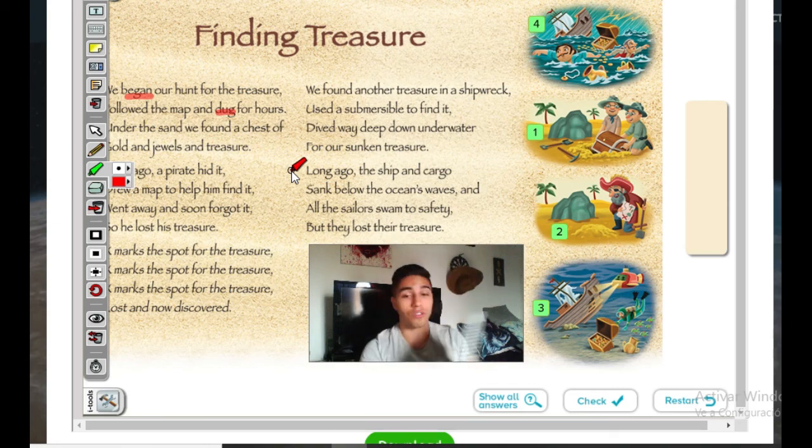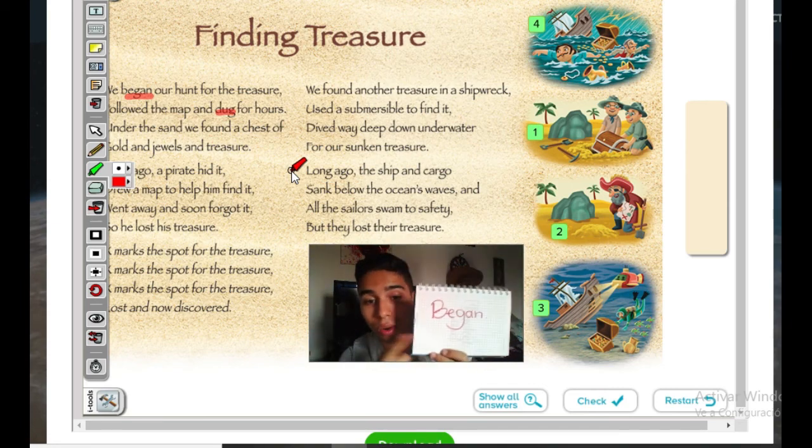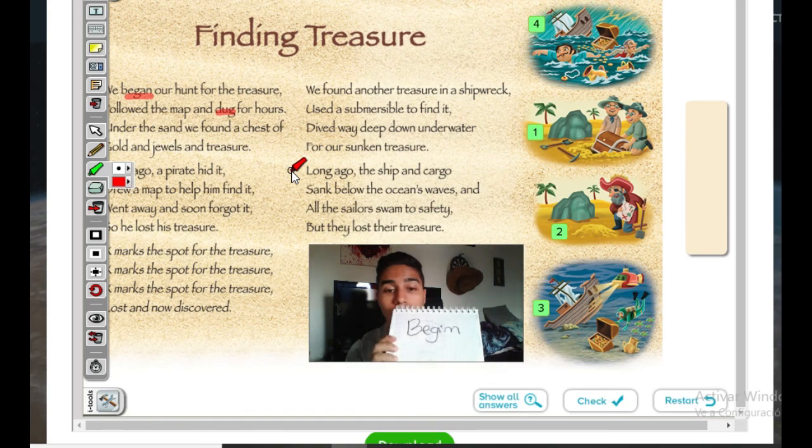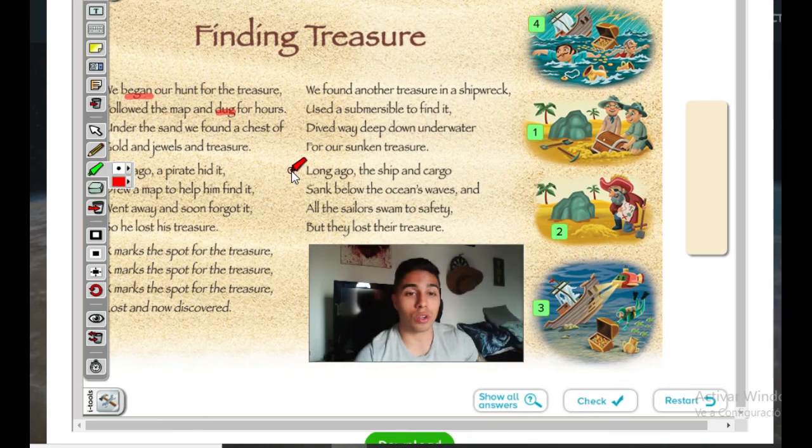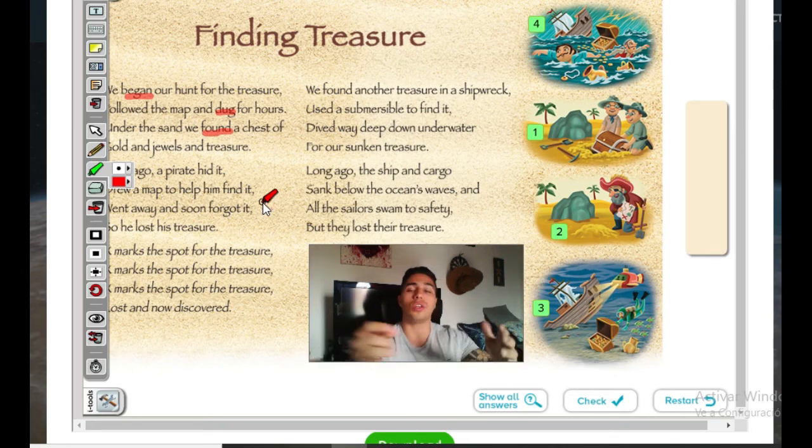Remember to use your flashcards in order to remember what the words are. Okay, so remember to use your flashcards. We found a chest of gold and jewels and treasure. So now you are going to continue with the reading, and you are going to continue underlining the past verbs that we learned. Pause the video.